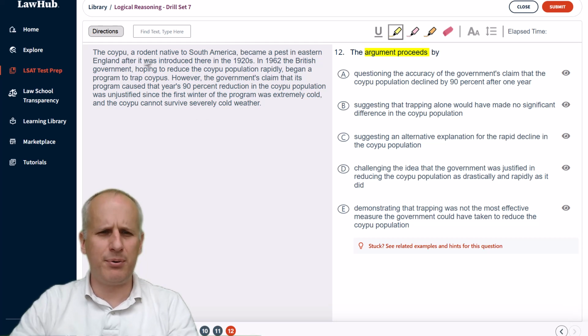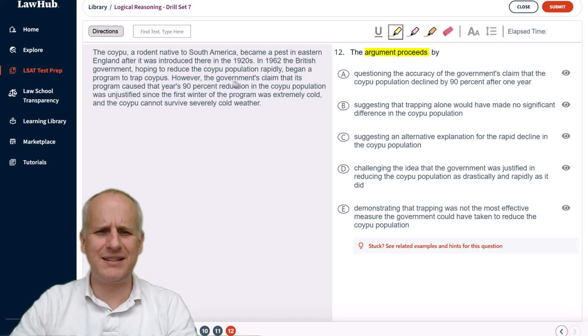So the coypu, a rodent native to South America, became a pest in eastern England after it was introduced there in the 1920s. That's just a statement of fact. It became a pest. Wonderful. In 1962, the British government, hoping to reduce the coypu population rapidly, began a program to trap coypus. Again, this is just what the government did. It's not an opinion. Can't be our conclusion.